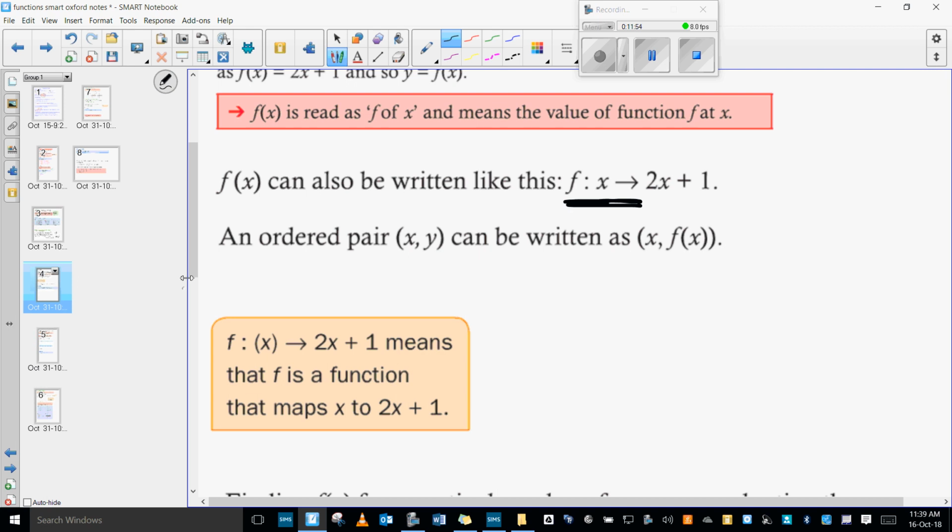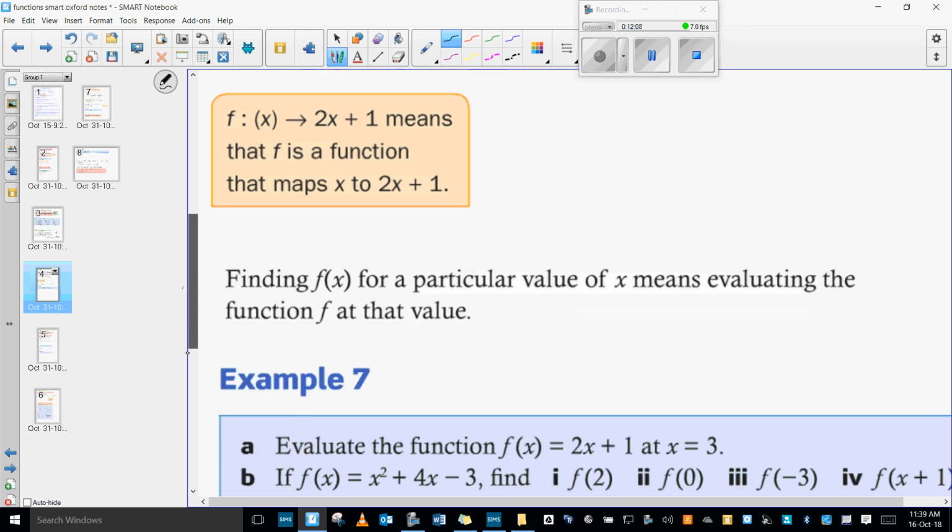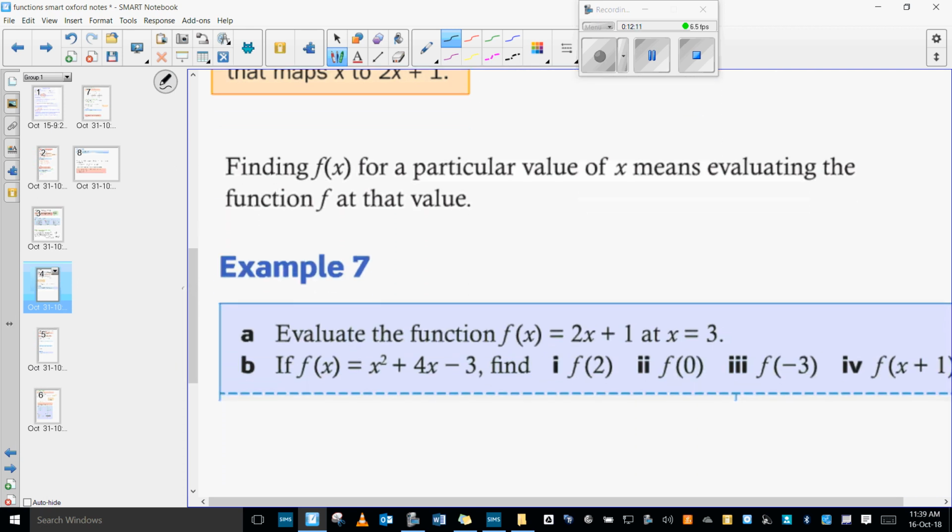All this hopefully should just make sense. (x, y) would be (x, f(x)), so f(x) represents the y value that we're commonly referring to. Finding f(x) for a particular value means evaluating the function at that value.